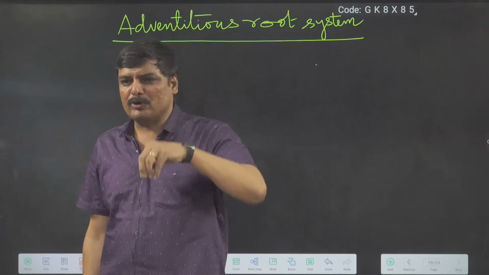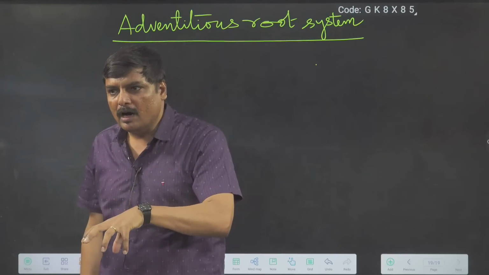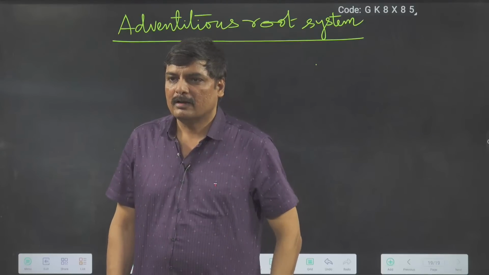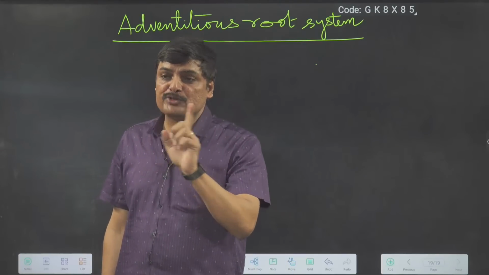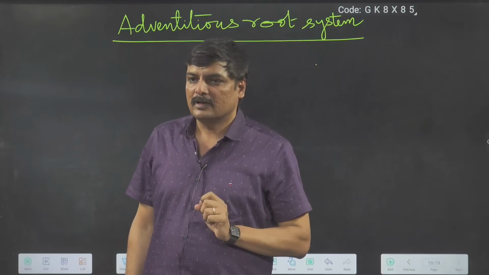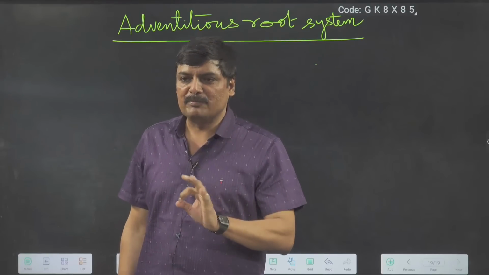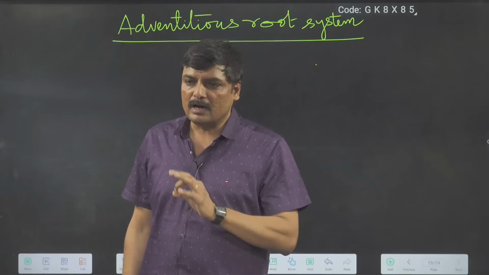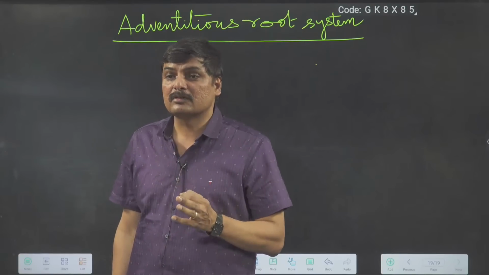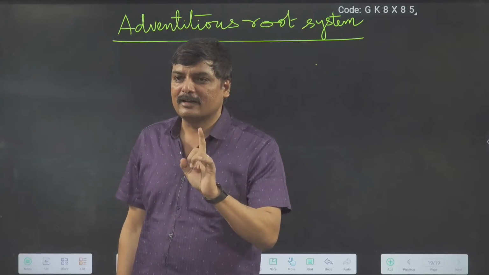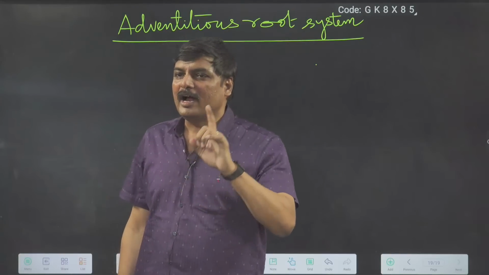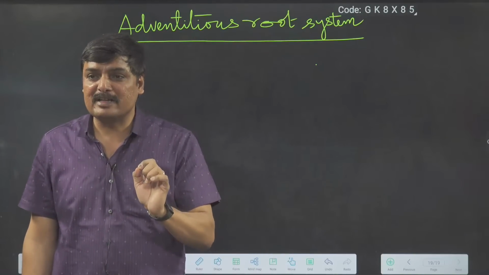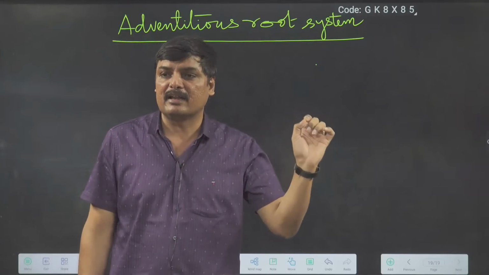These roots may be produced from underground part or from aerial part. Okay? But they are not produced from the radicle. Any part of the plant, it may be from the nodes, or it may be from internodes, but not from the radicle. Then it is called adventitious root system. Adventitious means other than radicle.